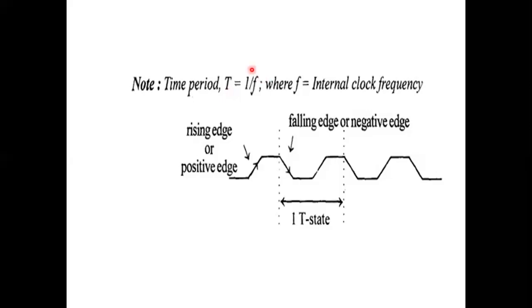Nowadays CPUs are working at 2.5 gigahertz. Imagine T is equal to 1 divided by 2.5 gigahertz. It means it will work in nanoseconds. So nowadays systems are very fast and accurate.